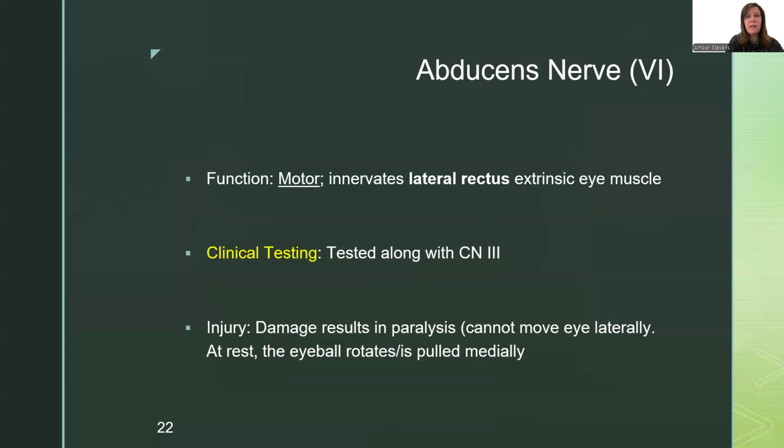All right, so nerve number 6 is the abducens nerve. So it's a motor nerve. It controls the lateral rectus muscles that are responsible for moving the eye outward laterally. Testing it, you're going to ask the patient to follow the moving object with their eyes, and damage causes the inability to move the eye laterally, and the eye may turn inward when at rest.